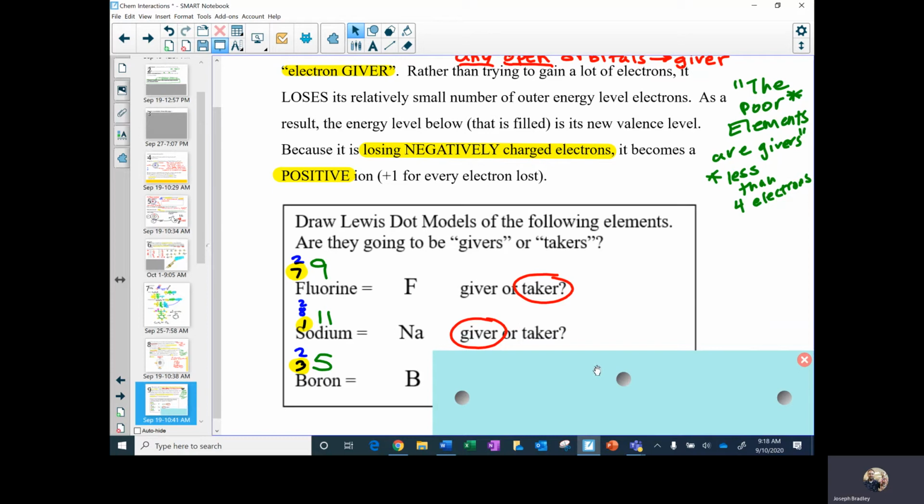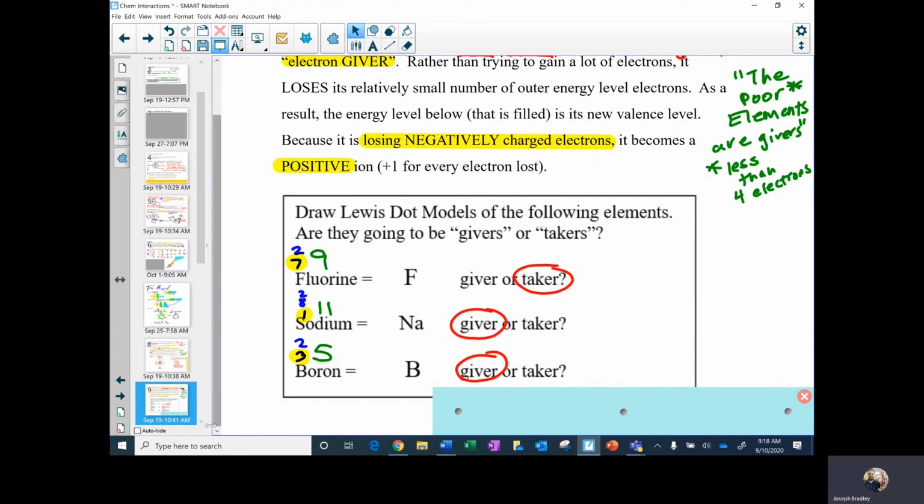Sulfur has, boron has 5. I thought that was an S. That's a boron, it has 3. It's also going to be a giver. So it's going to become a +3 ion.